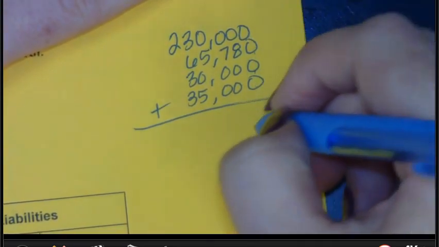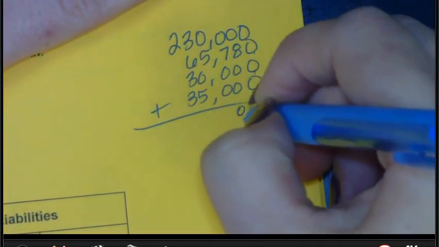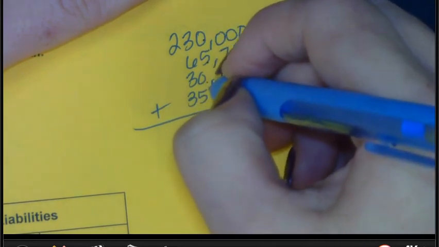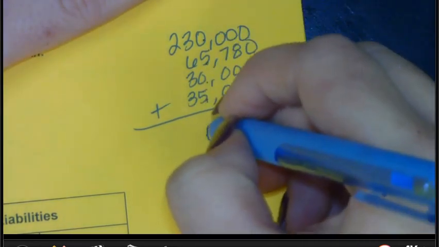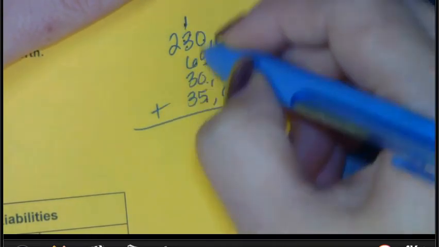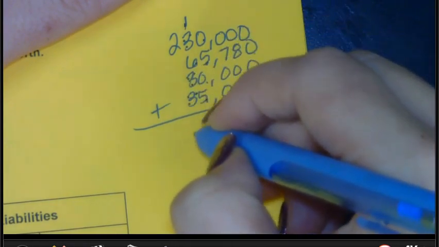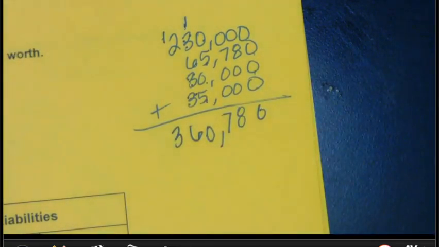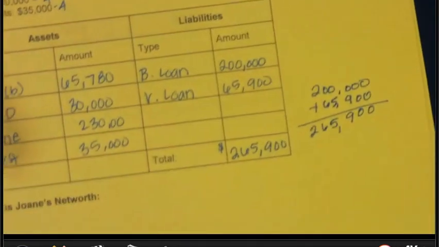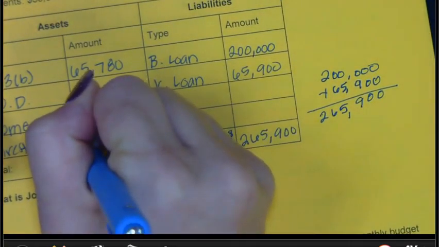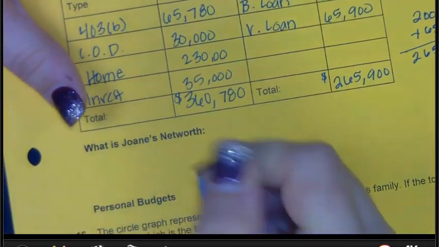So zeros plus zeros is 0. The only number I have in here is 8. The only number I have here is 7. Bring down the decimal place. So 0 plus 5 is 5, plus 0 is still 5, plus 5 more. So 5 plus 5 is 10. Carry the 1. All right, so I have 6, 7, 8, 9, 10, 11, 12, 13, 14, 15, 16. Carry the 1. So 2, 3, and 3. And it's that simple. All right, so I have $360,780 in assets.